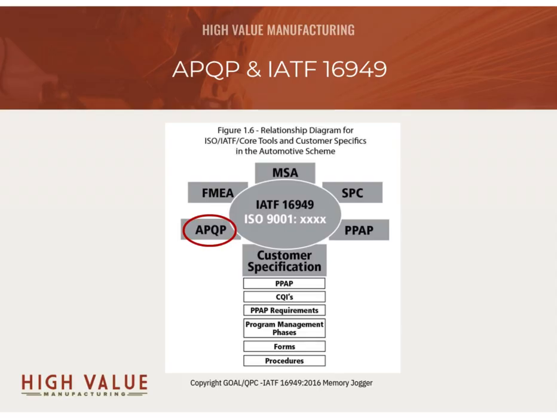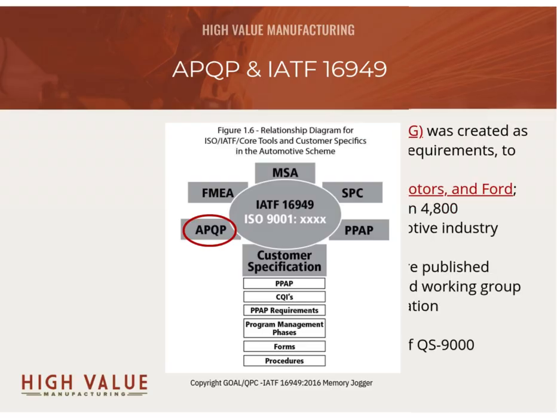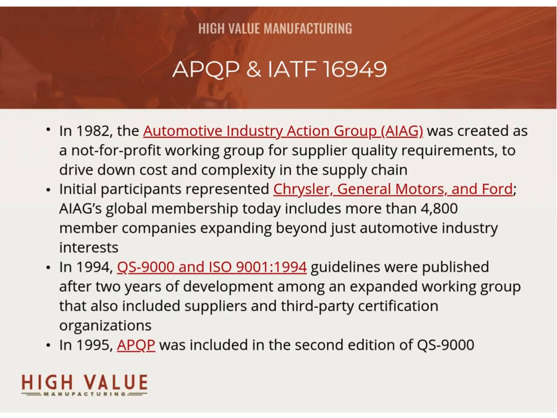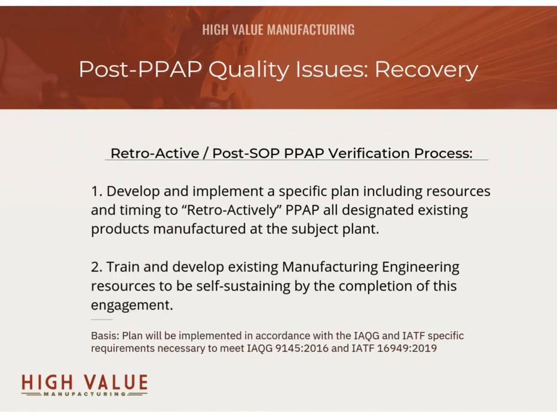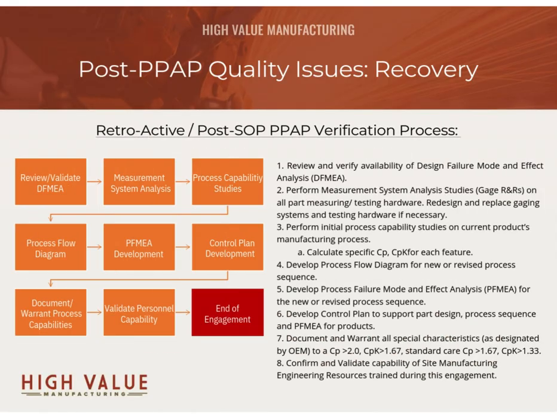Our research confirms that approximately 40% of these failures are caused by components supplied from your tiered suppliers. The retroactive, or as sometimes called post-SOP PPAP verification process, has two primary aspects. We develop and implement a specific plan, including resources and timing, to retroactively PPAP all designated existing products manufactured at the subject plant. Secondarily, we train and develop the existing manufacturing engineering resources to be self-sustaining by the completion of the engagement.